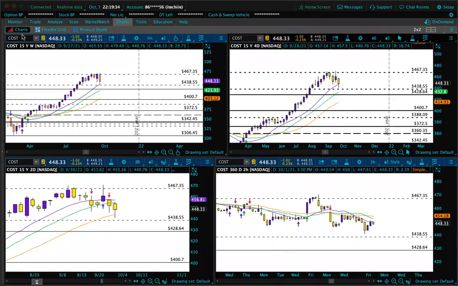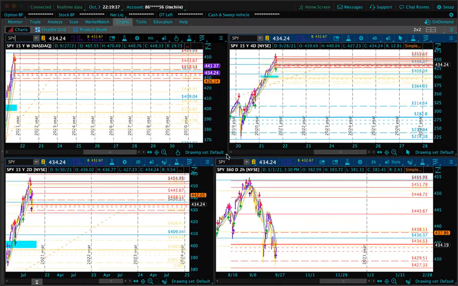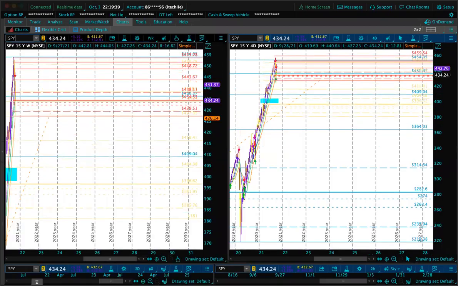I've been looking at SPY leaps as well. I'm already in SPY leaps. I want to show you SPY because SPY is very important.